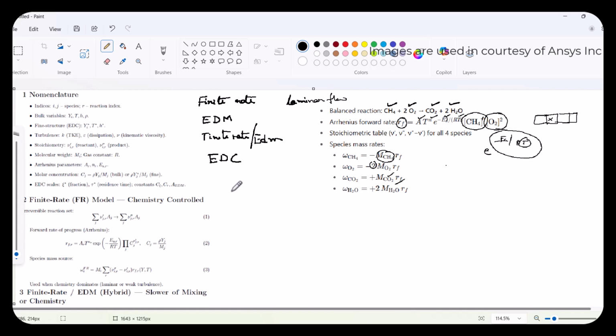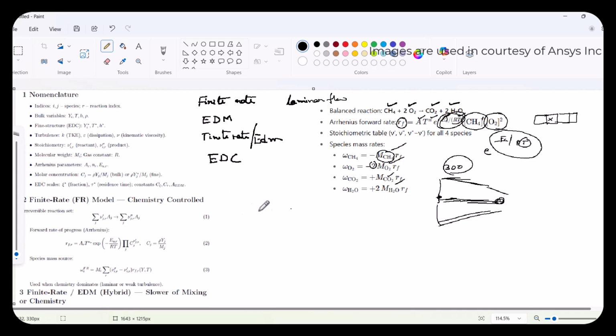So when the temperature is 300 for CH4 as well as oxygen, maybe from this point the fuel comes, and here the air comes, and this way also air comes, then these two come and meet here. If the temperatures are 300, then there is no reaction or very little reaction due to the temperature. This product would be very low. So that is how the finite rate model works.